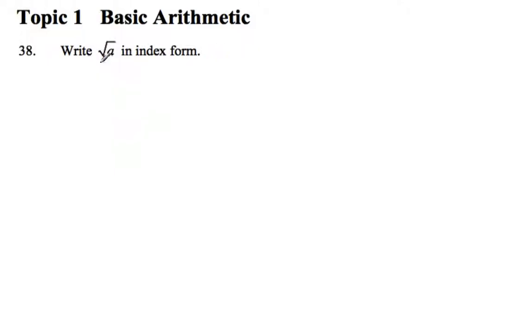The index form of a square root, you may remember, is a to the half. That's the square root of a to the power of half. Cube root is to the power of 1/3. b to the 1/3 is a cube root.